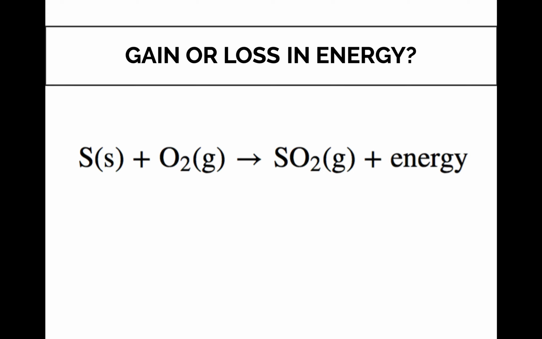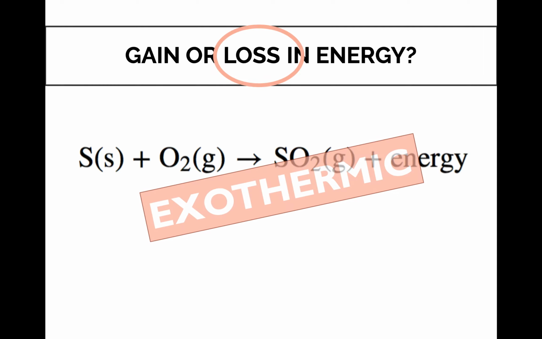With this chemical reaction, we have sulfur and oxygen coming together to form sulfur dioxide. This is a covalent bond, that's how we have the prefixes. Energy is also in the products. This reaction is releasing energy. There's a loss in energy. Hence, this is an exothermic reaction.